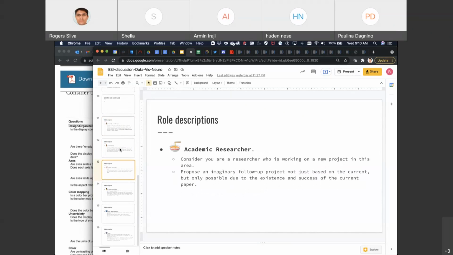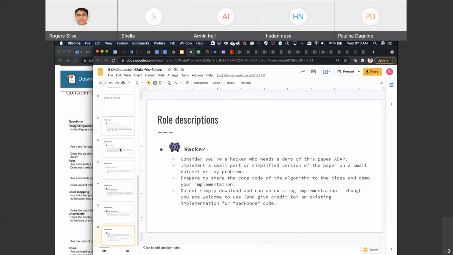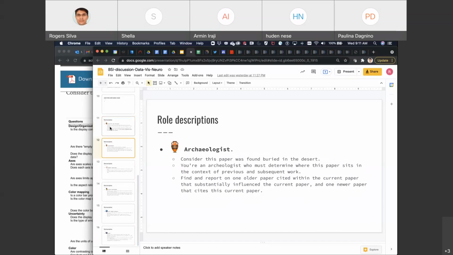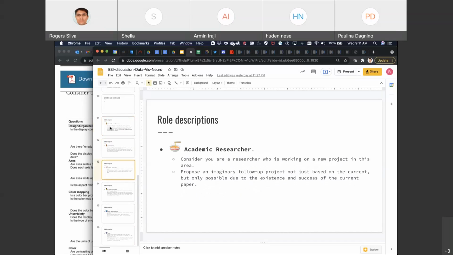The idea is that each one of these roles will look at the paper from a different perspective. Who are the authors? What kind of impact has this paper had in the field? Do they provide code? Can we replicate the results? If we were the reviewer looking at the paper, what kind of review would we write about it? And if we were to find this paper out of the blue, what context did it come in, what was happening at the time, and why was this paper important? And lastly, in the academic researcher role, what would be an interesting project to consider as a follow-up to this one?